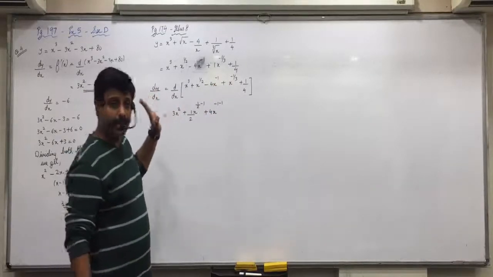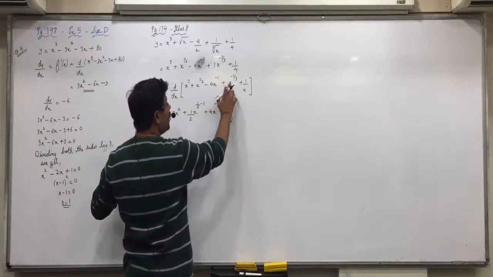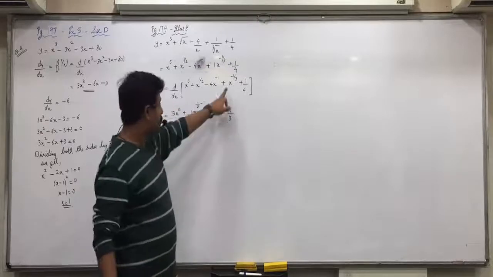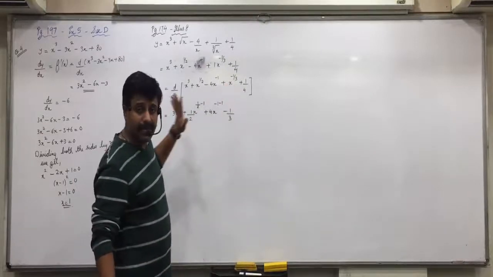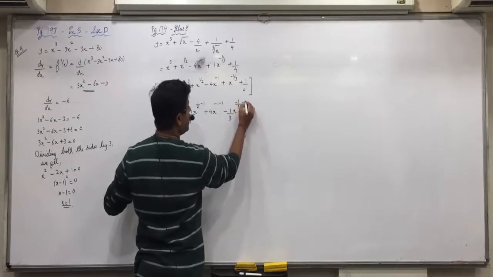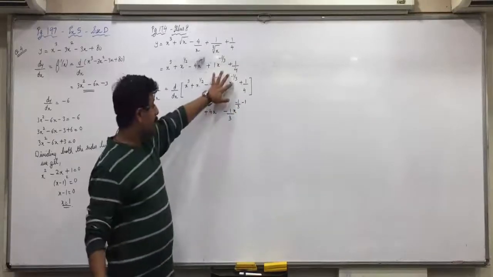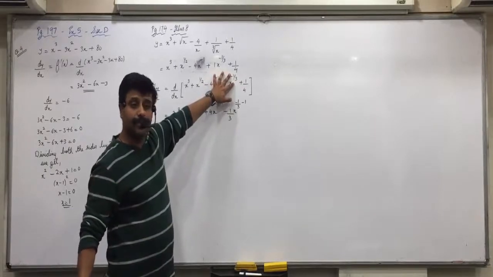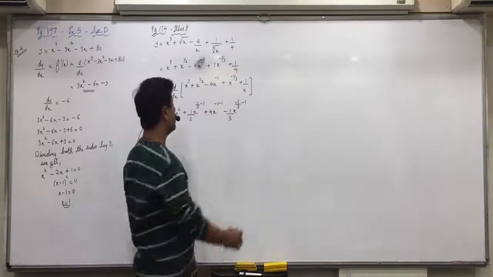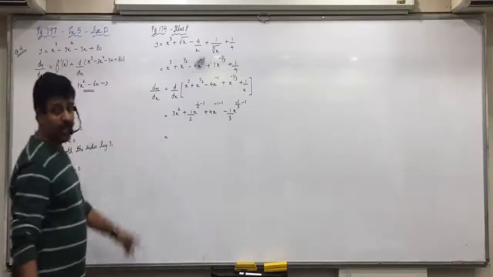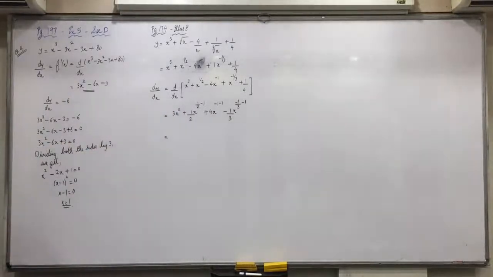Any confusion in this? Plus 1 into minus 1 by 3, minus 1 by 3. x raised to minus 1 by 3 minus 1. n minus 1, so minus 1 by 3 minus 1. Any confusion in this? And 1 by 4 becomes 0, so I need not write that. Raise your hand who is not clear with any of the terms here, then I will proceed further.